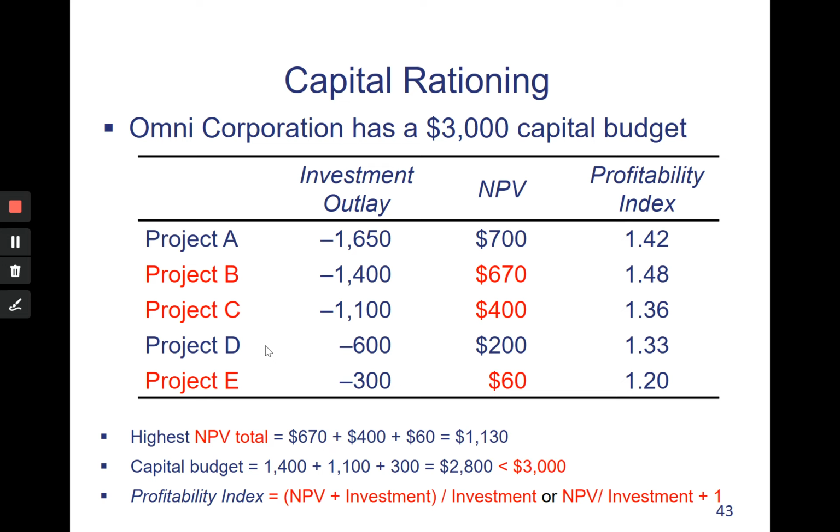And the capital that we use is 1,400 for project B, 1,100 for project C, and I have these added up here, and 300 for project E, or 2,800, and this is smaller than our $3,000 budget constraint, and after that we can't take any other project. So this is a nice method to learn, and it would help us choose the best combination of projects when there is capital rationing.